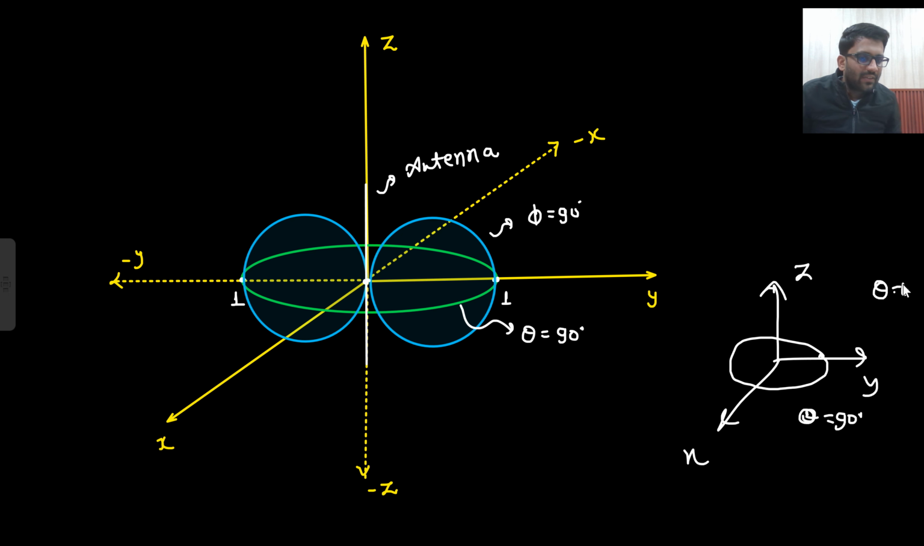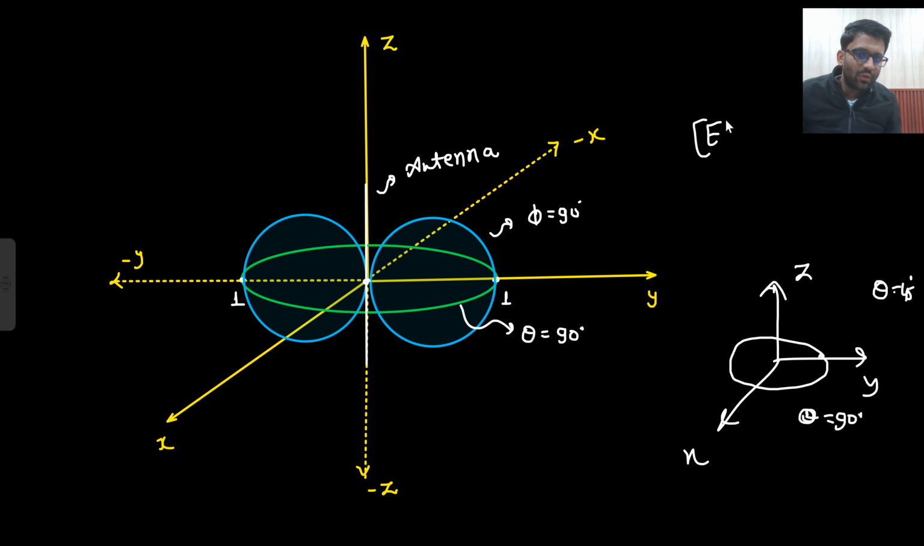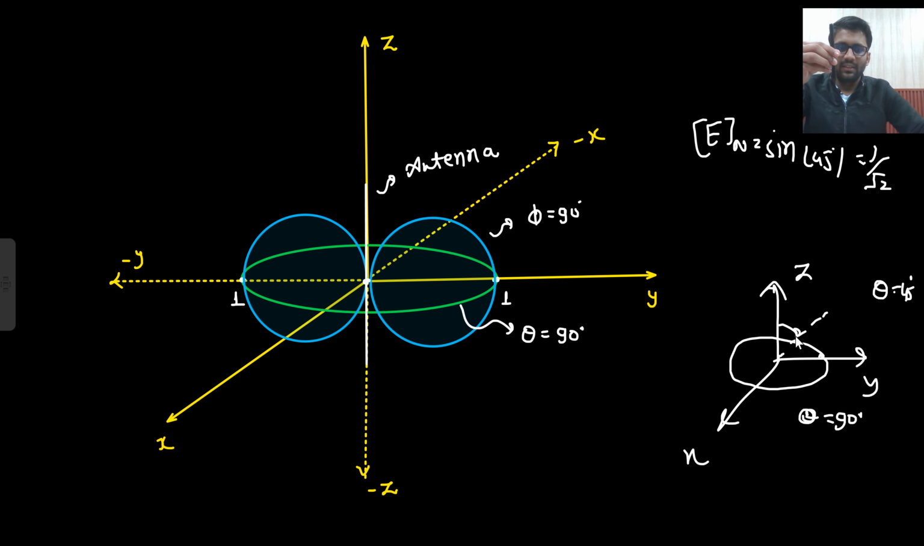But theta can be 45 degree as well. For theta equals to 45 degree, what will you get? What will be the normalized value for theta equals to 45 degree? That would be sine 45, that would be 1 by root 2. And where will be theta equals to 45 degree? That would be somewhere here in the air. Let's just say this is my z, this is my y. So theta equals to 45 degree will be somewhere here. And then I need to make a circle of 1 by root 2.